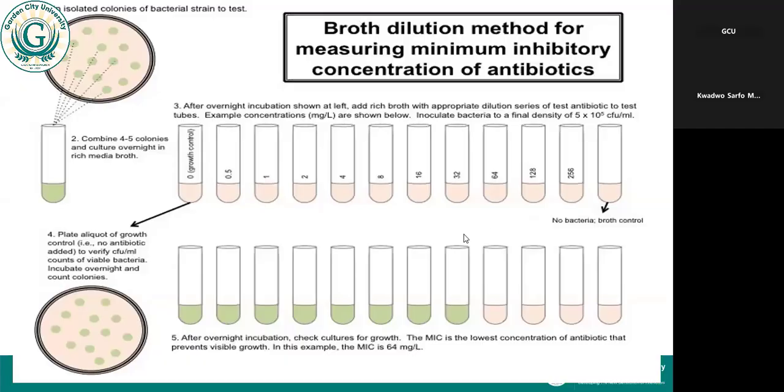So the minimum concentration is 64 because 64 milligrams per liter was the minimum compared to the others that was able to suppress the growth, to inhibit the organisms from growing.